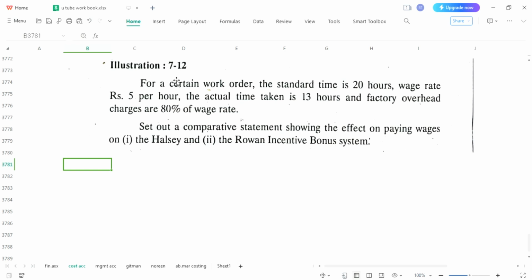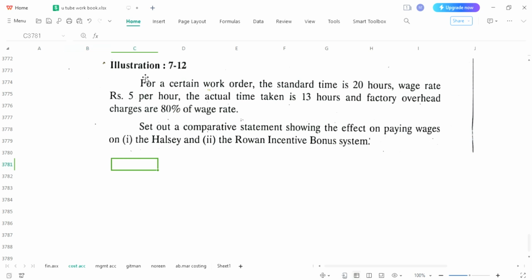Today's target is to solve another illustration related to the labor costing chapter. As I have told you, it's labor costing, in which we will calculate wages of different workers. This is cost accounting, management accounting, and usually in cost and management accounting we are related with material, labor, and FH. This chapter is specifically associated with labor, where we will calculate the amount of wages of different workers.